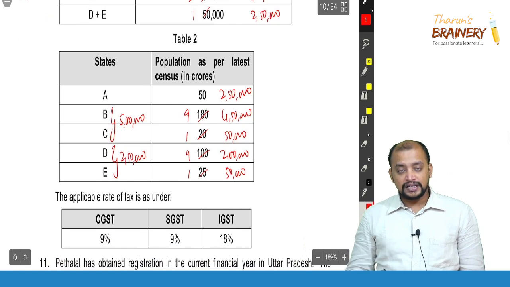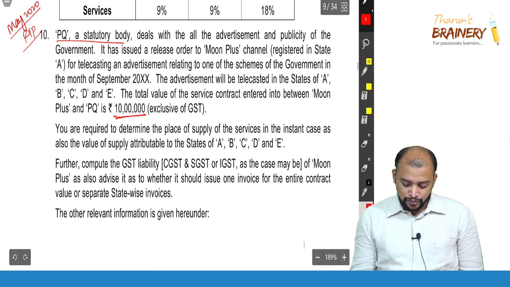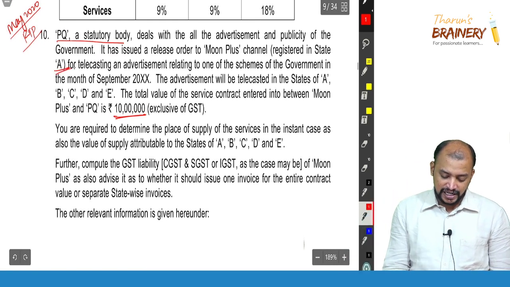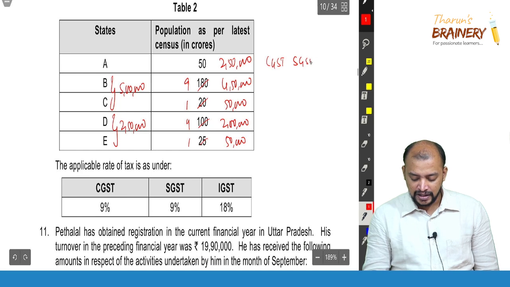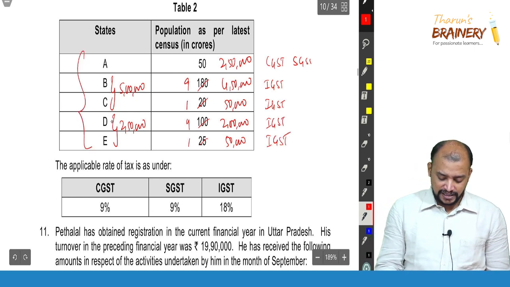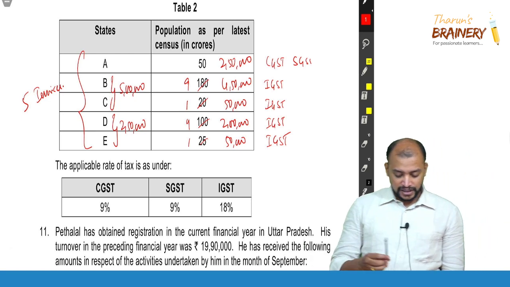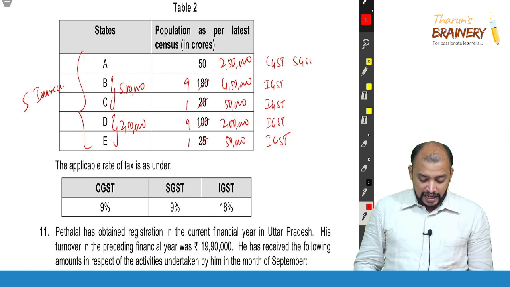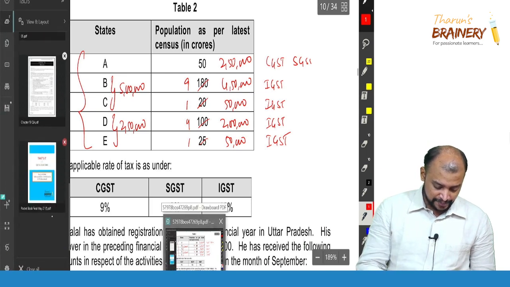Now for this, where the supplier is located? Supplier is located in state A. Moon Plus channel is registered in state A. So therefore, with respect to this, it will be CGST, SGST, correct? And with respect to all these things, it is IGST invoice. And how many invoices are required? 5 states, place of supply will differ. So 5 invoices. Understood or not? Easy. So this is that question here. So like this, a question can be asked on rules. So this is an RTP question, but they did not ask this yet.